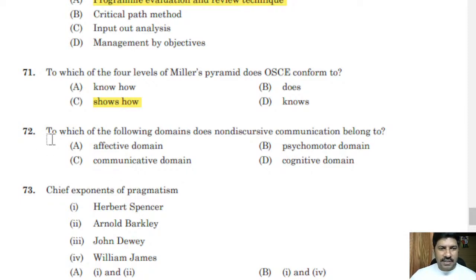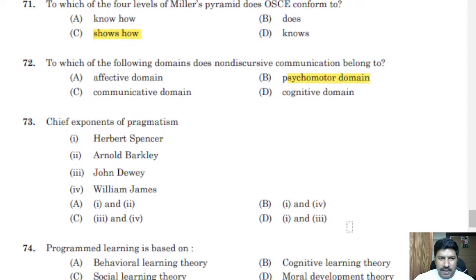Next, 72nd question. To which of the following domains does non-discursive communication belong to? Correct answer is option B, psychomotor domain. Non-discursive communication belongs to the psychomotor domain.